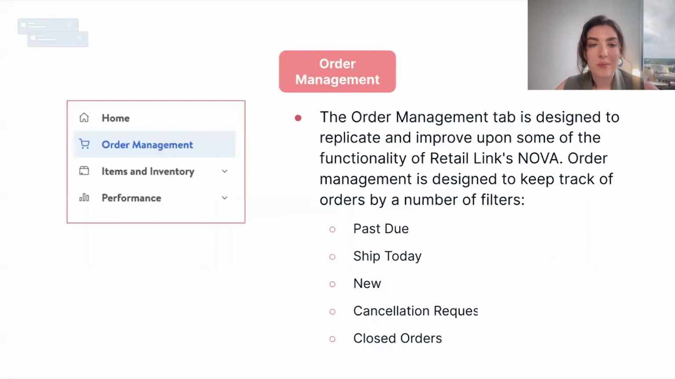All right, let's focus on order management. So we're going to show some screenshots, but if you have been into some of the portals that Walmart has built out, this is going to feel very similar. And by that, I mean some of those applications like the OTIF scorecard, Item 360, the SWEP scorecard. Some of these will have very similar kind of UX to them. Essentially, order management is designed to replicate and improve some of those functionalities in Nova. So it tracks some of those past due POs, what's been shipped, what's new, some of the cancellation requests, and closed orders.